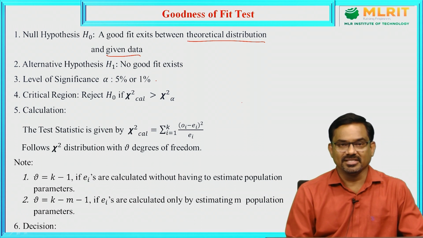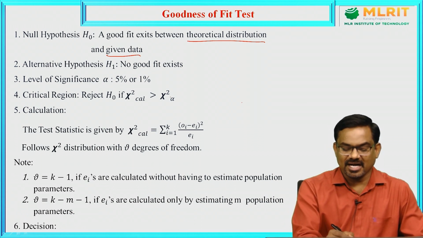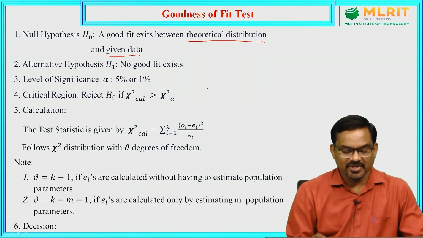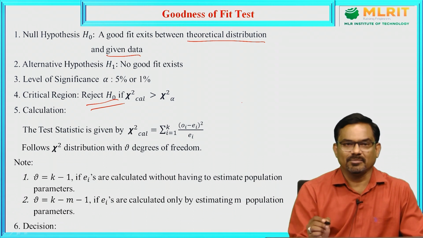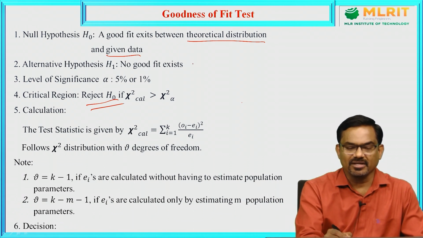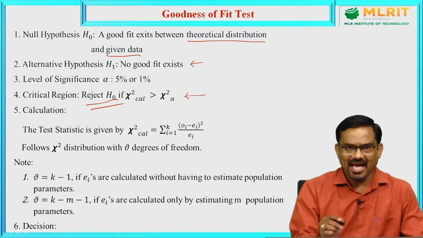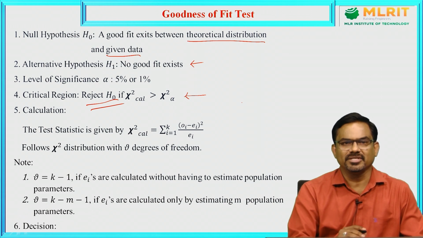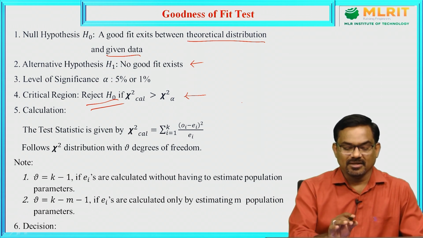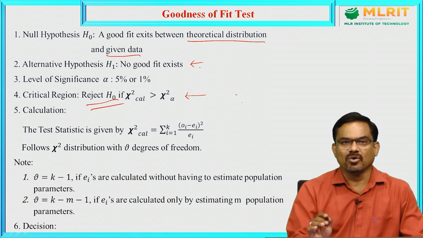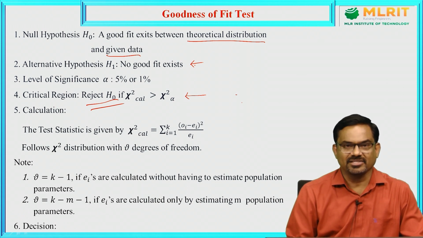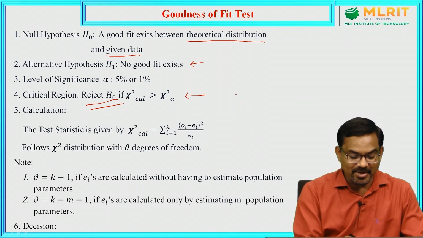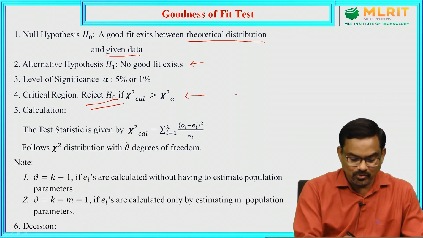The critical region is given by: if chi-square calculated is greater than chi-square alpha, then reject H0. Simply reject the null hypothesis if the calculated value is more than the tabular value. Since there is one and only one alternative hypothesis, we have one and only one condition. If the calculated value is greater than the tabular value, simply reject the null hypothesis. That means we have to accept the alternative hypothesis that no good fit exists between the given data and theoretical distribution. And here the test statistic follows chi-square distribution with nu degrees of freedom.